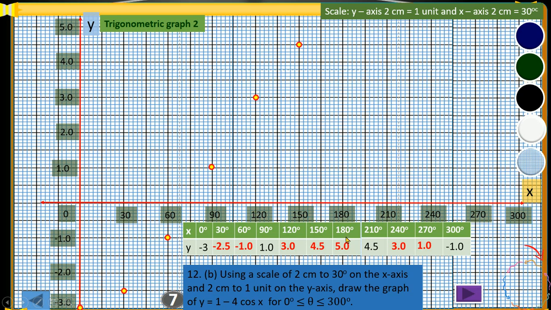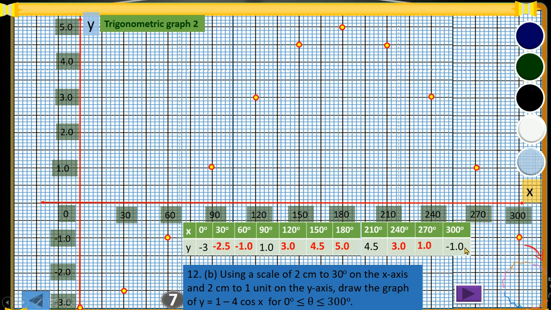When x is 180, y is 5. Up there, 5. When x is 210, y is 3. This is 210, and then this is 3 at this point. When x is 240, y is 3 at this point here. When x is 270, y is 1. 270, this is 1. And when x is 300, y is minus 1. That gives us the point here.